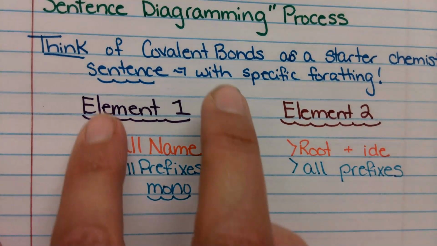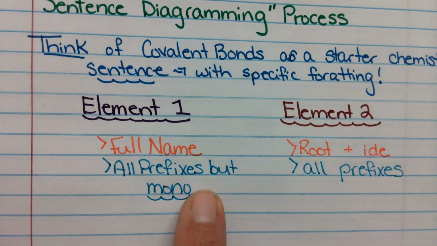Remember, the first element is named with the full name, and we'll use all of those Greek prefixes but mono. If you need a refresher for the Greek prefixes, I will link it below. Element 2 is named with root plus "ide", and we'll use all of the Greek prefixes. So how can I use sentence diagramming in order to name covalent bonds? Well, let me show you.